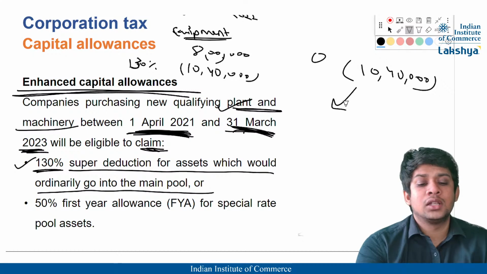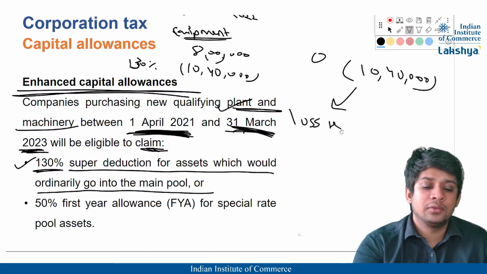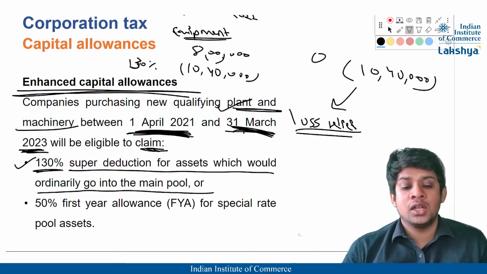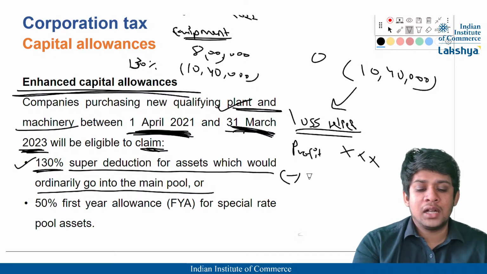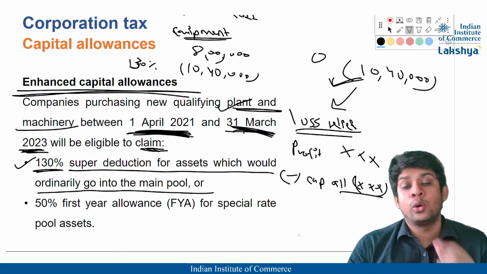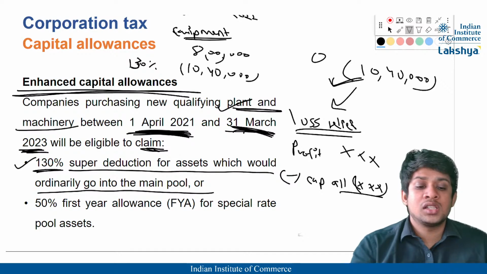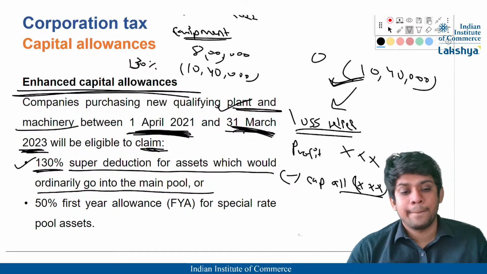Okay. How will this 130% benefit me? When I calculate my loss relief, the total loss for the year is nothing but the profit that I get for the year, and from that I'll deduct the capital allowances, right? So the capital allowances are 10 lakh 40,000. That means in total I can claim a loss relief of 10 lakh 40,000 from the capital allowances. Okay.